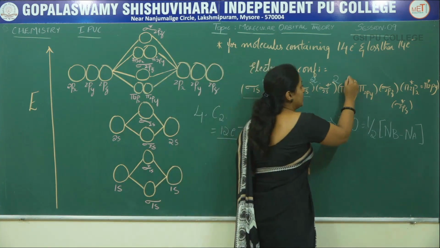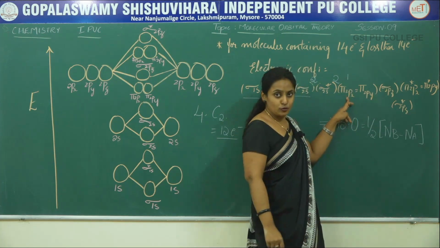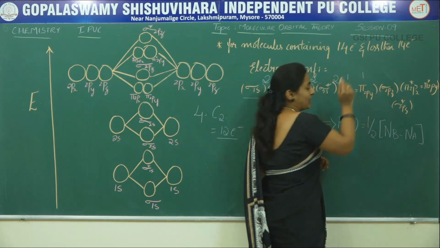Next what we should do? We should add 1 electron to this pi 2px and 1 electron to this pi 2py.